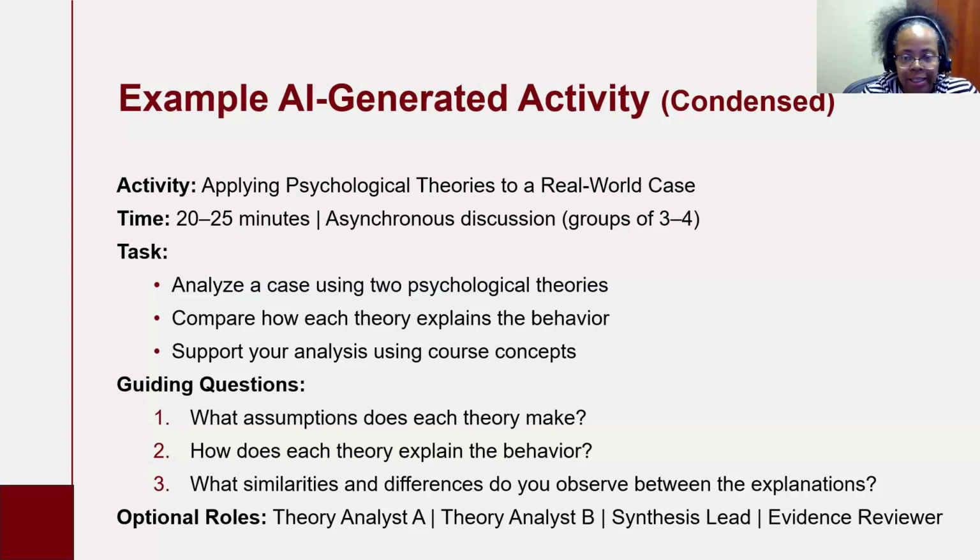So at first glance, this looks like a solid active learning activity. It is aligned with the learning outcomes. It requires students to engage with the course concepts, and it encourages discussion and analysis. But as instructional designers and educators, our work doesn't stop when the AI generates that draft. The next step is to review the activity and determine what revisions might strengthen the instruction, expectations, and alignment. So let's look at how we might refine this activity before we use it with our students.